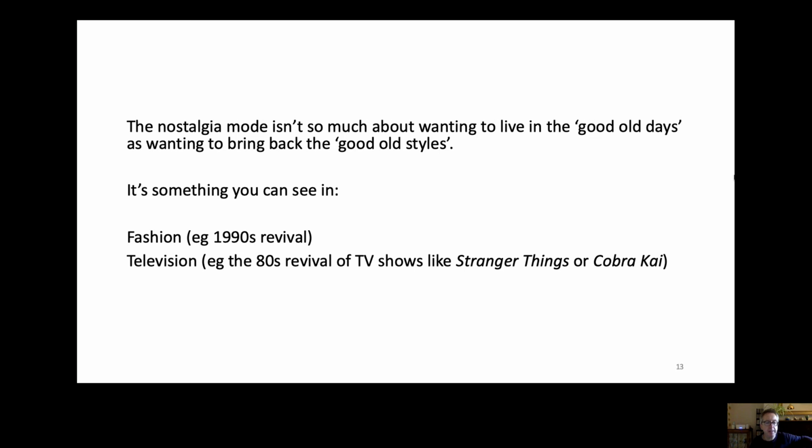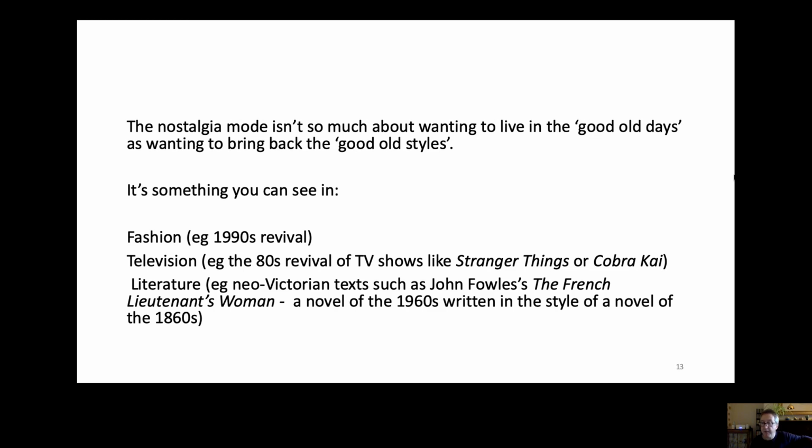It's something you can see in television. Some of the popular TV shows at the moment, like Stranger Things or Cobra Kai, are revivals of 1980s TV shows and 1980s film franchises, or just 1980s styles. They're very steeped in 1980s nostalgia. It's there in literature as well.